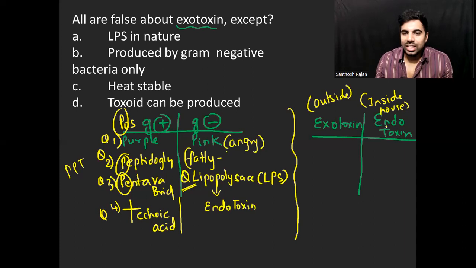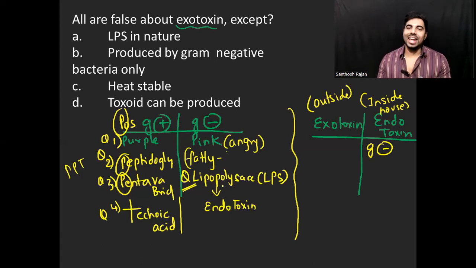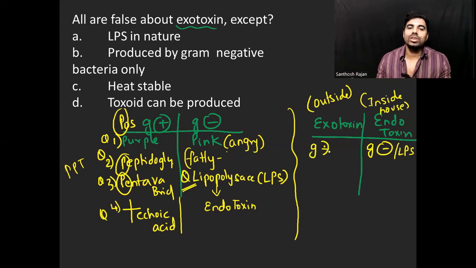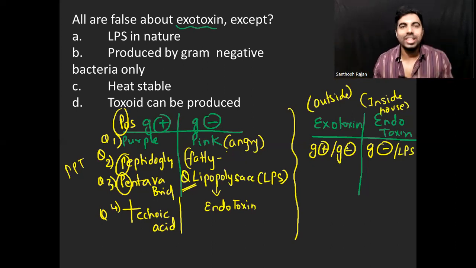Exotoxin. So the ones inside the house are usually negative, so gram-negative bacteria. Gram-negative people are negative people, fatty people. Lipopolysaccharide, meaning with lipid, lipopolysaccharide. So the lipopolysaccharide is the one producing endotoxin. So negative is producing only endotoxin. Endotoxin is from only gram-negative. But exotoxin is from gram-positive also, and gram-negative. They are good with everyone. Extroverts, the fun-loving, outside-going people, they like everyone. So both gram-positive and gram-negative are producing. Right. Okay, got it? Another important difference between the toxins, we told exo-endo, yeah.